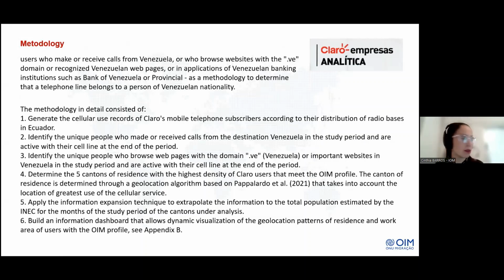understand where the Venezuelans are, and apply an information expansion technique to extrapolate the information to the total population estimated by the group that stayed 4 months of the study period in the states in Ecuador, and view the information dashboard, which allows dynamic visualization of geolocalization patterns of residence and work with this profile.